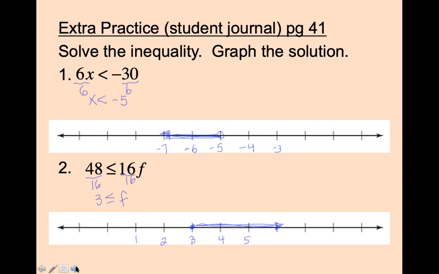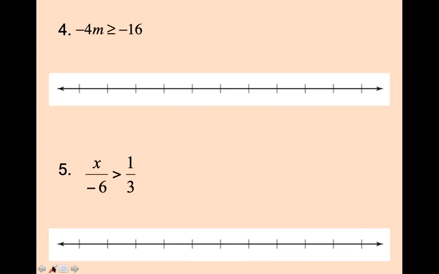All right, let's look at the next example. All right, this is number 4. Again, I'm going to grab my pen. This time, it says negative 4m is greater than or equal to negative 16. So I start out by dividing by negative 4, but I have to remember the rule, and that is if I multiply or divide by a negative number, I need to reverse the inequality. So instead of this saying m is greater than or equal to, it now needs to say m is less than or equal to, and negative 16 divided by negative 4 is a positive 4.